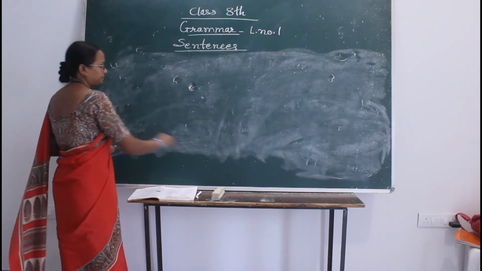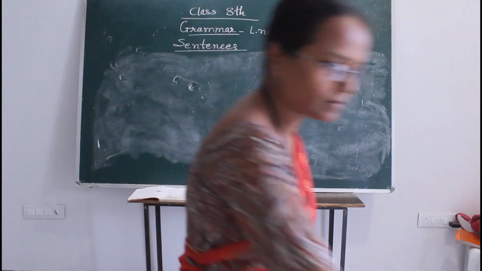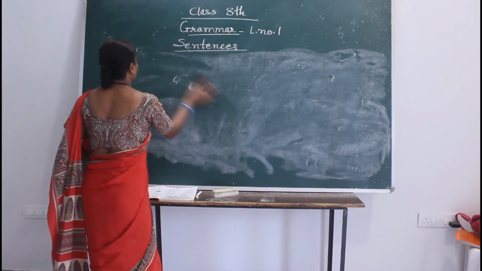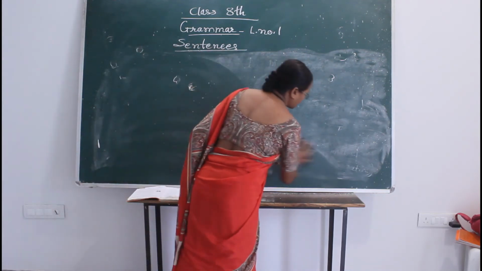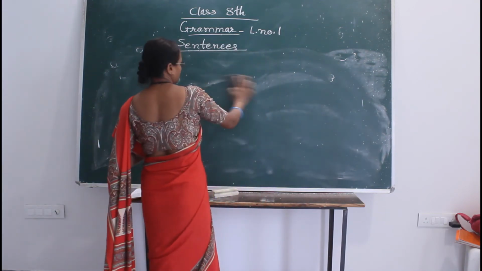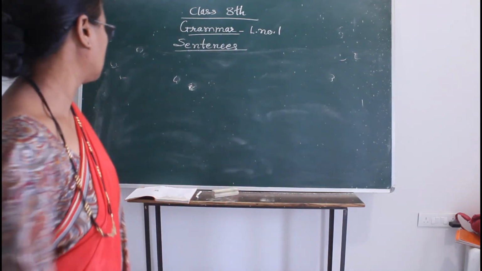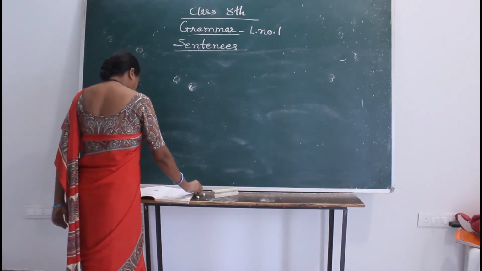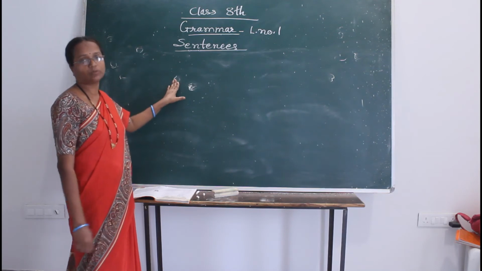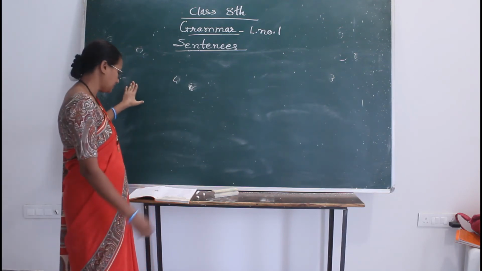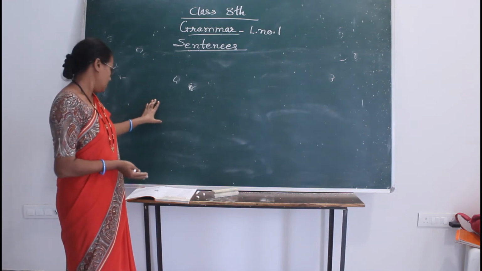Now look at exercise B. In exercise B, you have to add the correct punctuation mark at the end of each sentence. At the end of the sentence you have to put the right punctuation mark, and also place it in a category, whether it is imperative, declarative, exclamatory, or interrogative.